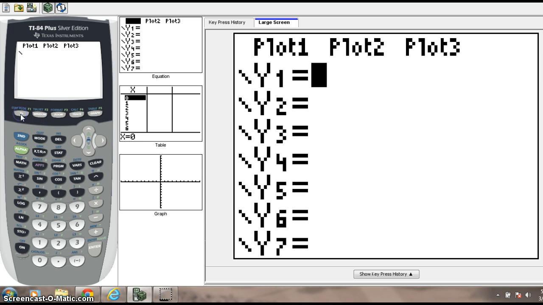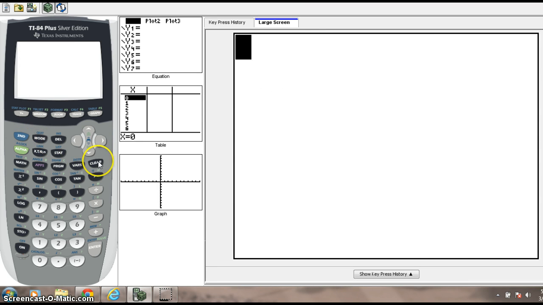If you are in something and you don't know how to get out of it, try using the second button and the quit button, and that should help you.